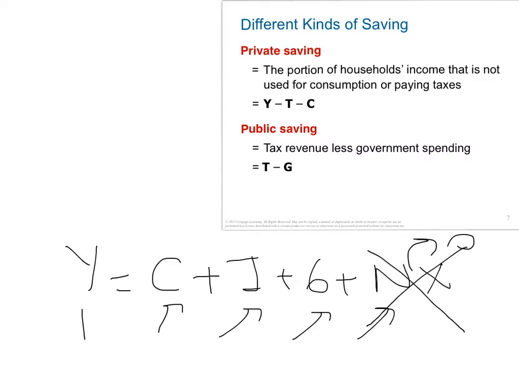Since this part is now zero, our national income accounting becomes Y equals C plus I plus G. Only three terms. So GDP is the sum of consumption, investment, and government purchases. Each unit of output sold in a closed economy is either consumed, invested, or bought by the government.